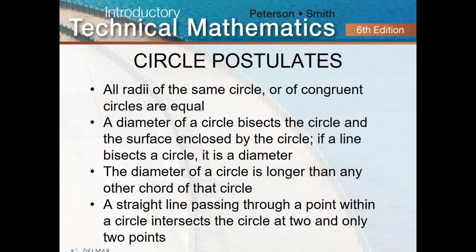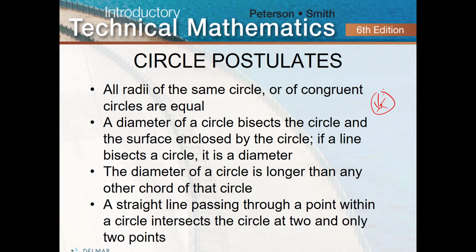So let's talk about some postulates. Postulates are nothing more than the rules for the object. The mathematicians came up with these; this is how these things work. So all radii of the same circle or congruent circles, remember congruent means the same, are equal. Well, sure. If I have a circle and I'm coming from a center point, the radii will all be the same, no matter where they shoot out, and no matter what my drawing actually looks like.